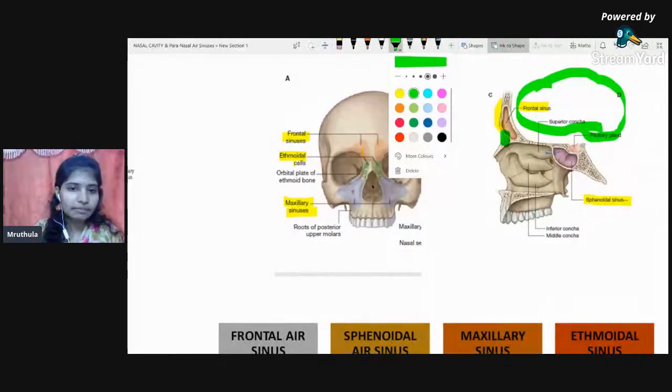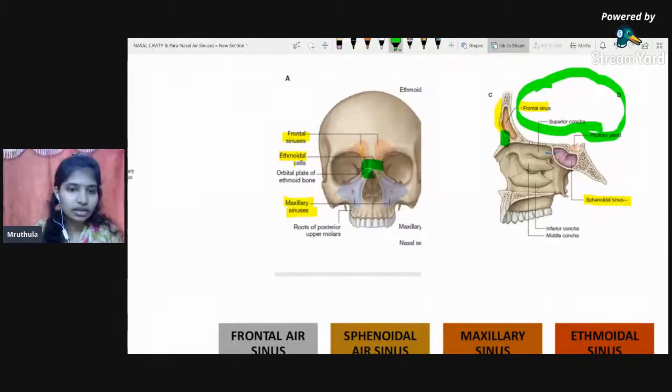This first diagram, what do you see here? That part has been marked as ethmoidal air cells. So that is also an inferior relation of the frontal sinus. So these are the two important inferior relations. Now that's about the frontal sinus.